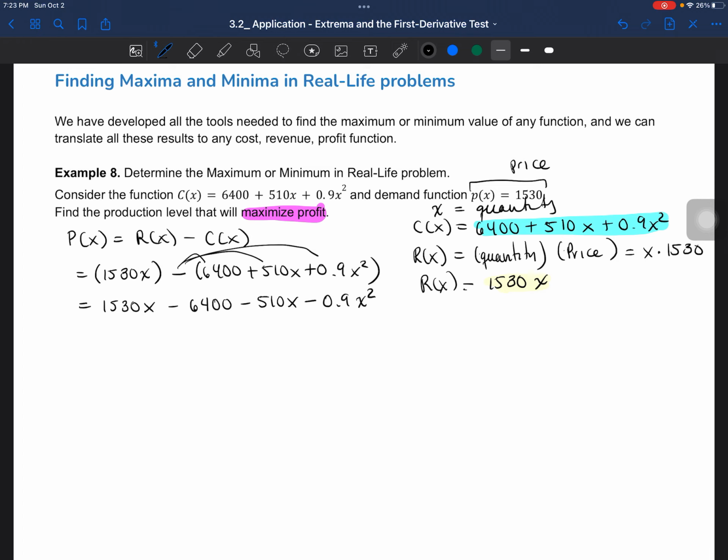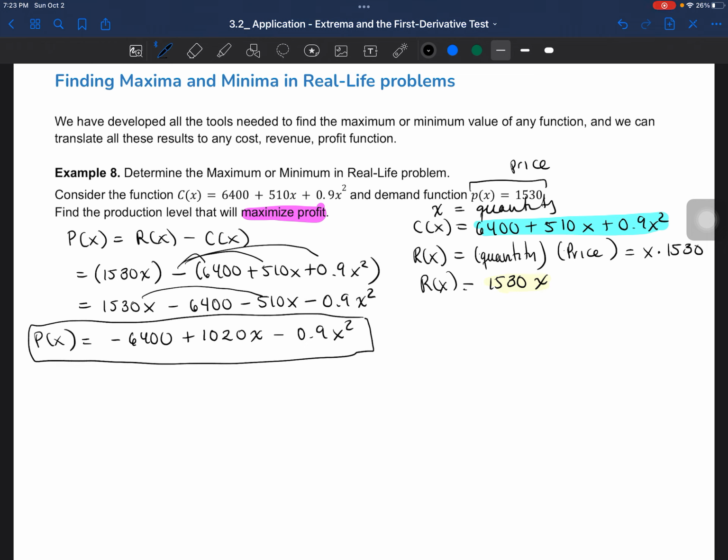If we combine like terms, we're gonna end up having negative 6400, and combining these two terms, we end up getting positive 1020x minus 0.9 x squared. So this is our profit function. This is what we're trying to maximize.